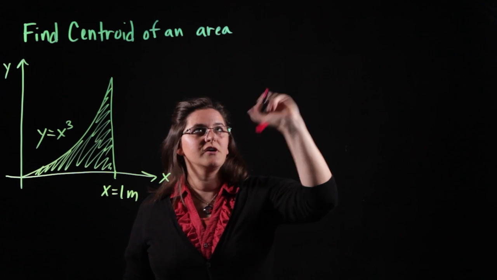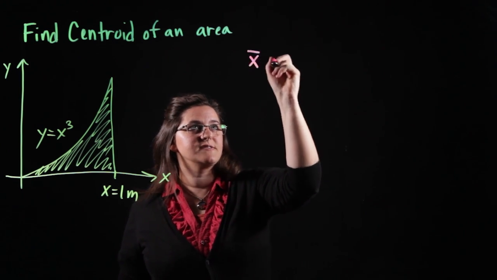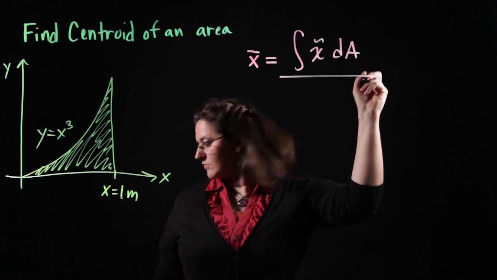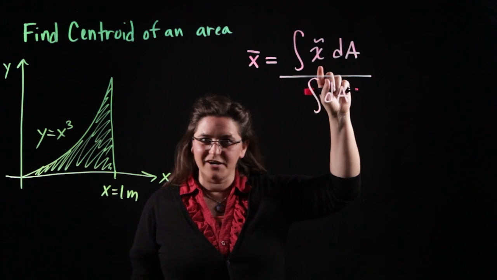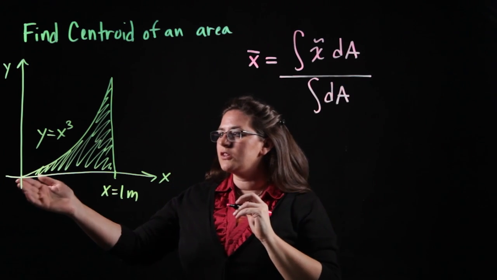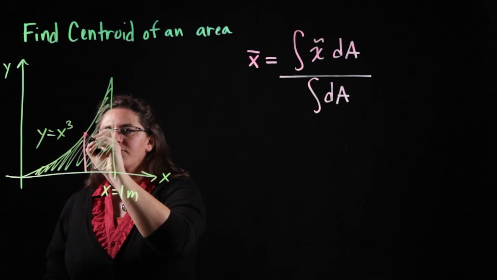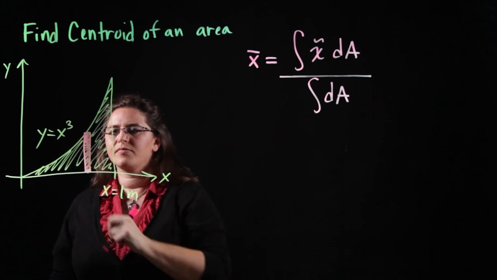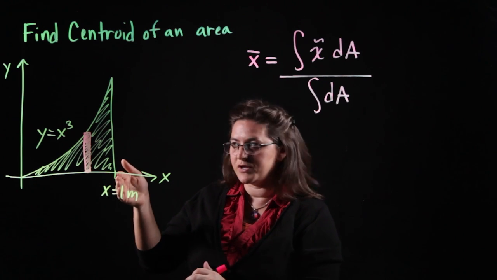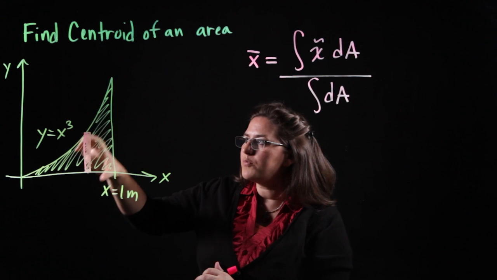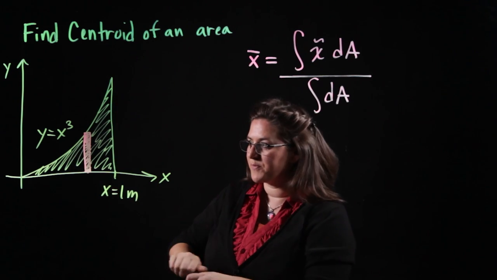The equation for the center of that area, or the centroid, in the x direction looks like this. Now we're taking the integral of x tilde, and x tilde refers to the location of the center of a rectangle that we're going to draw on this area. I'm going to integrate this tiny rectangle from 0 to x equals 1 meter. I'm considering all possible rectangles that can be summed together to make the entire shape.